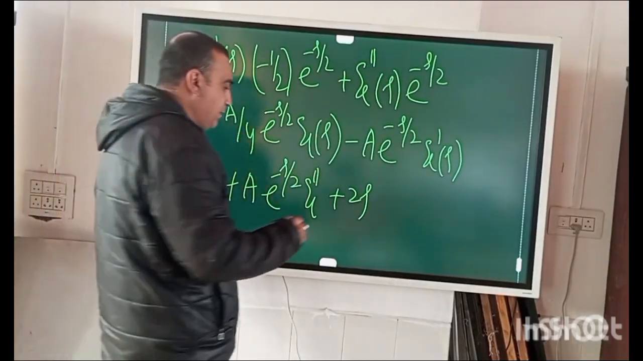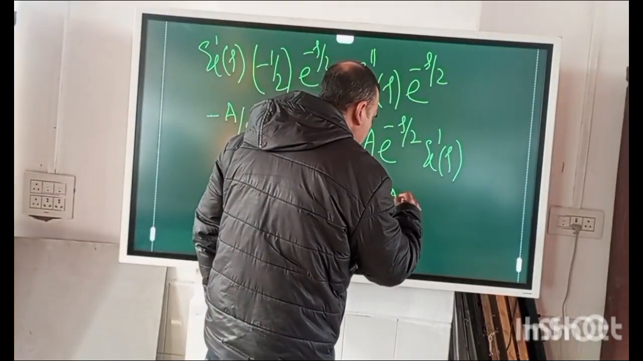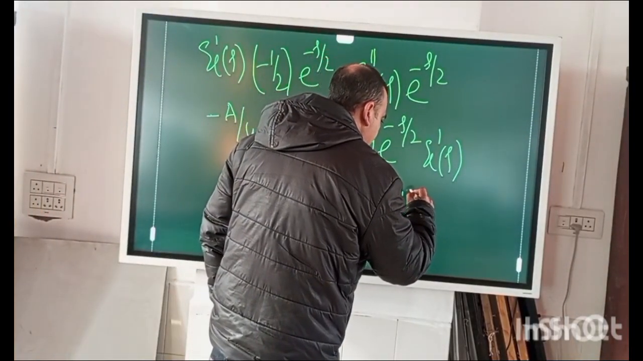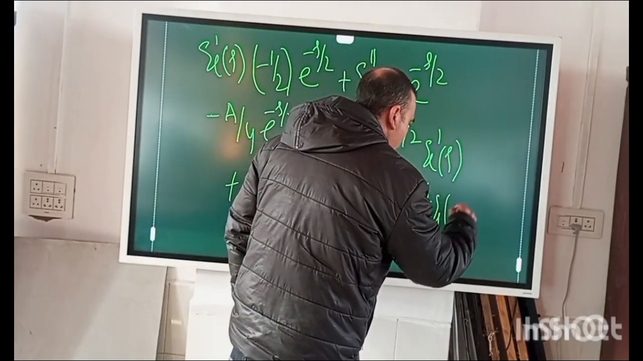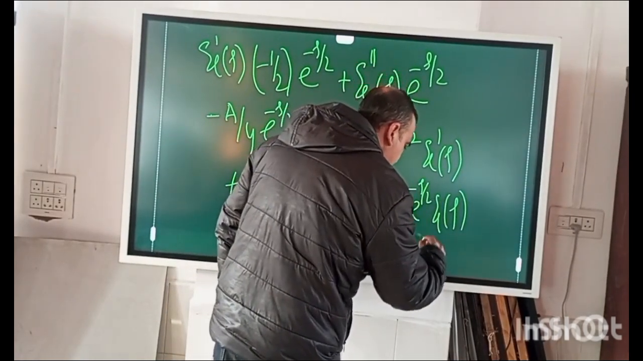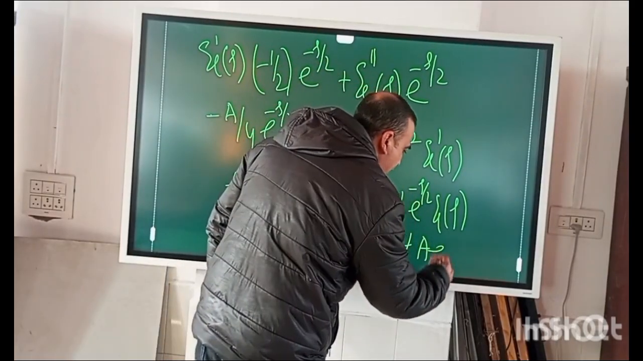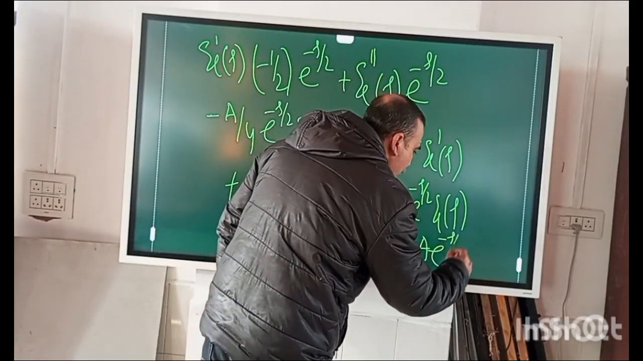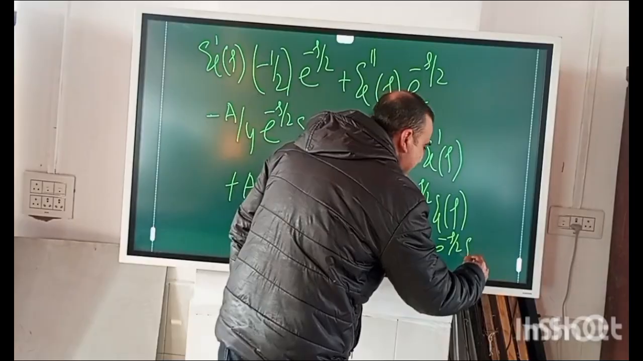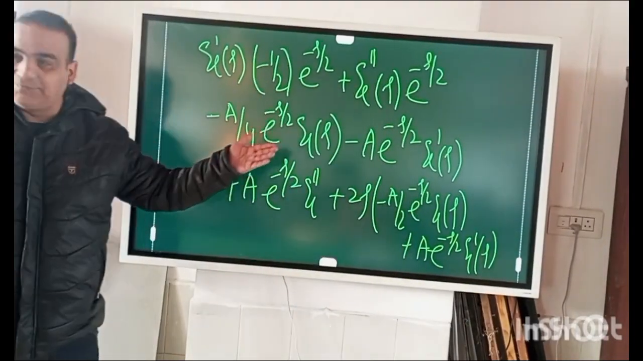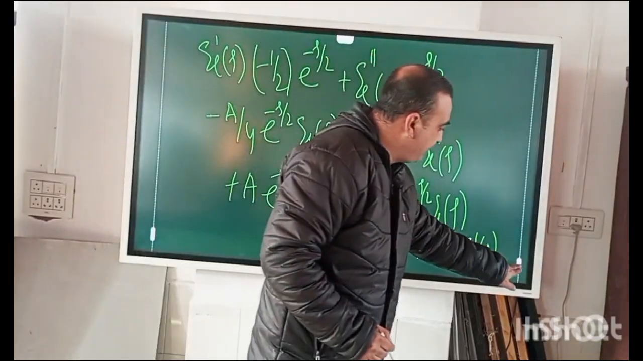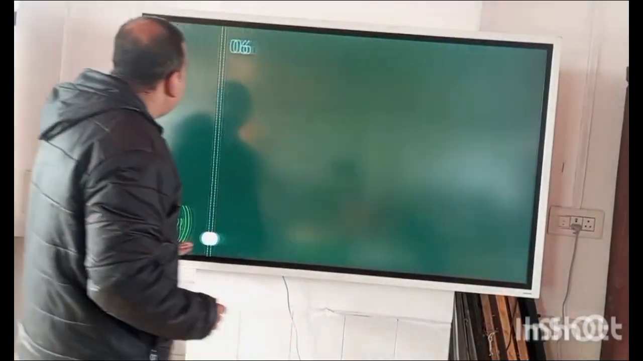Then it's minus a by 2, e raised power minus rho by 2, zeta of rho, plus a, e to the power of minus rho by 2, zeta dash of rho, and then there will be the other terms, okay?